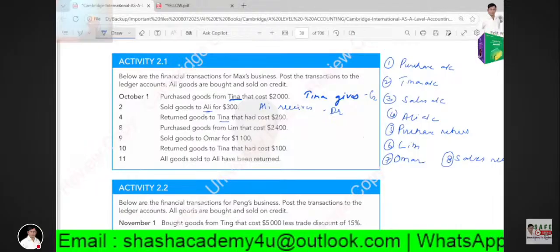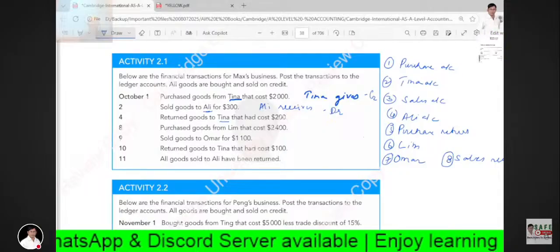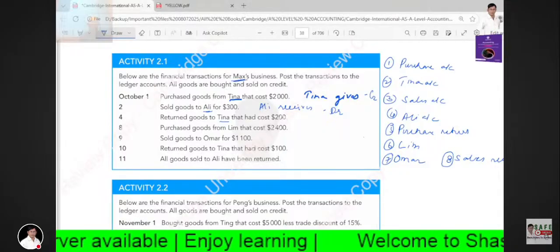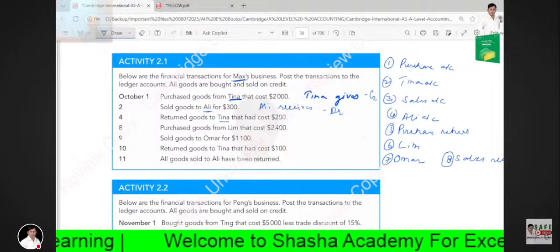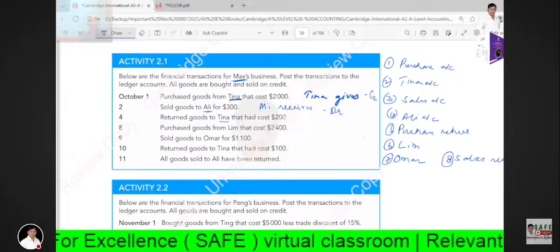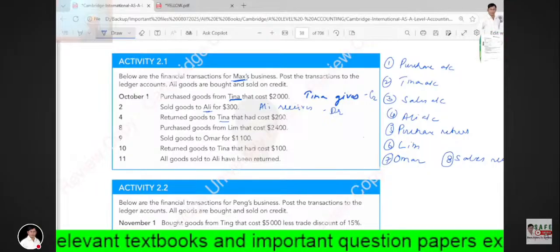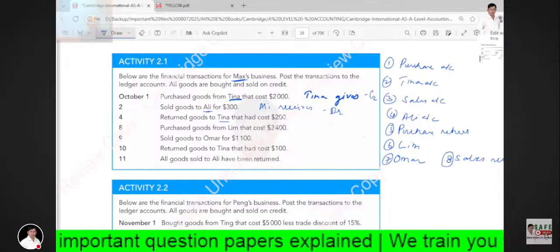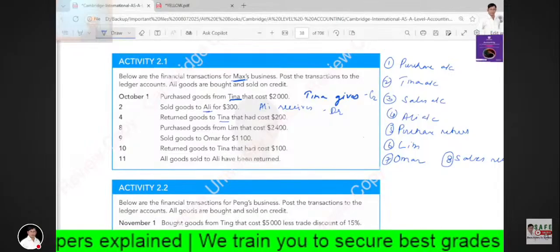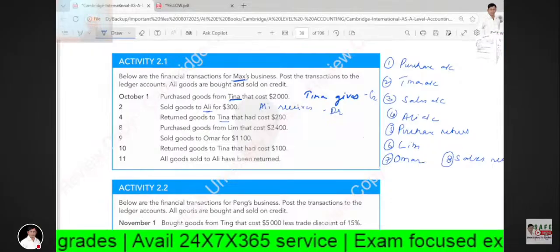They get confused. They think from the point of view of the business, but they try to think what Max is doing, whether Max is giving or Max is receiving. No, actually you have to see. So what I advise you, just work out illustrations from bank reconciliation statement and bills receivable. You just practice those. This is very, very important.